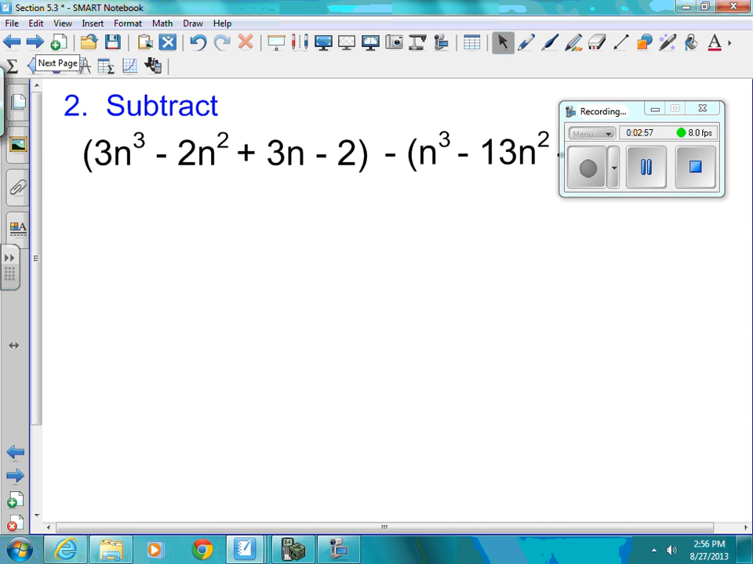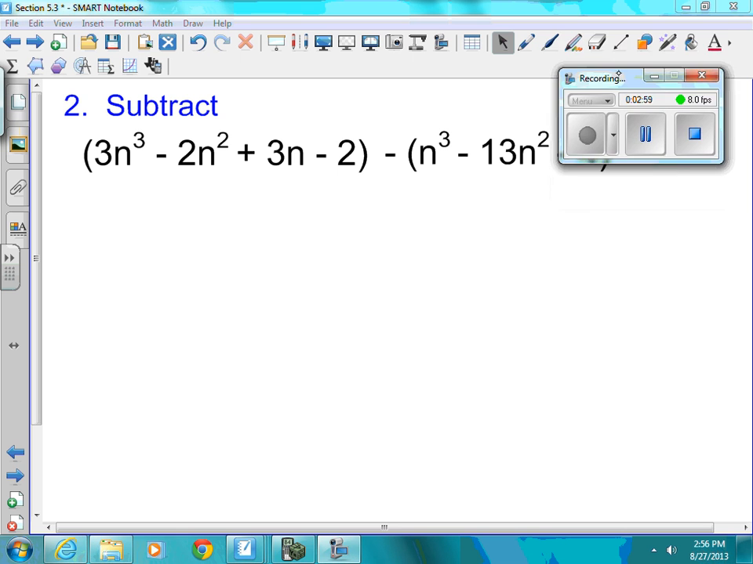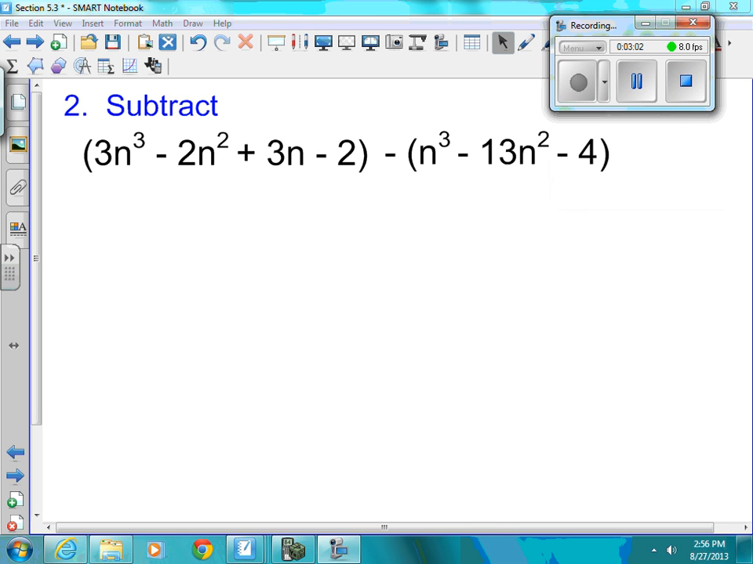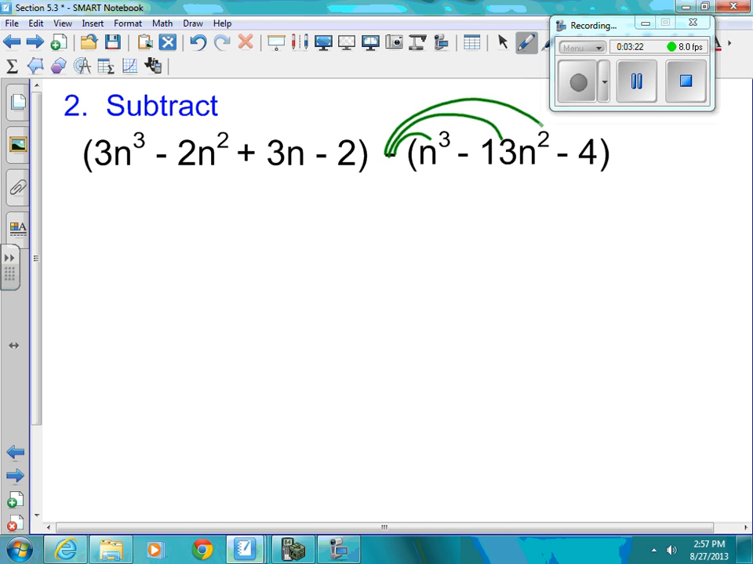So let's look at this one. Let's move my box out of the way here. 3n cubed minus 2n squared plus 3n minus 2, subtract n cubed minus 13n squared minus 4. Now here's my trick. You can subtract these terms individually, but what I like to do is change it to an addition problem. And how do I do that? I distribute that negative sign to every term inside. So all that does is flip the sign inside, or multiply it by negative 1.